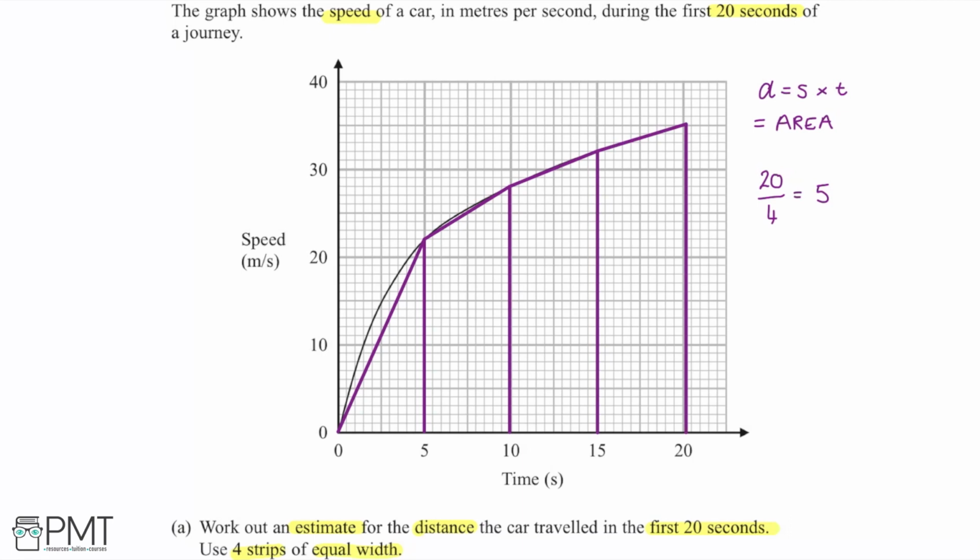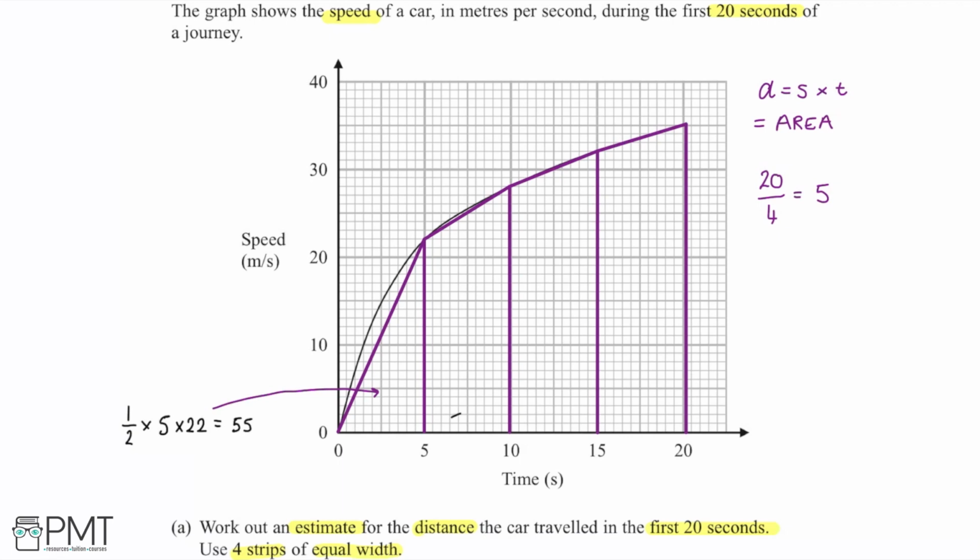So we can now estimate the distance the car travelled by adding up the areas of each of these shapes that we've created. So this triangle and then these 3 trapezia. So we can calculate the area. So here, the area of this triangle is half the base times the height. So we have a half multiplied by the base, which is the width, so 5, multiplied by the height here, which is 22. So a half times 5 times 22 gives us the area of the triangle, and that's going to be 55.